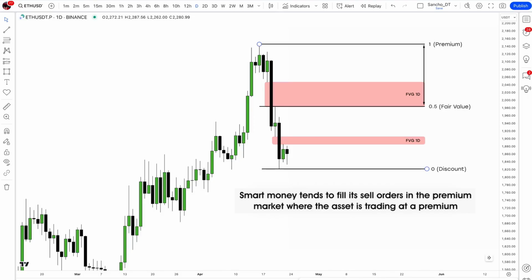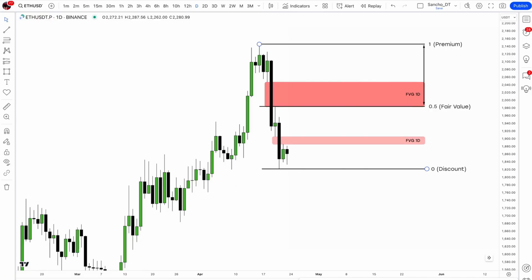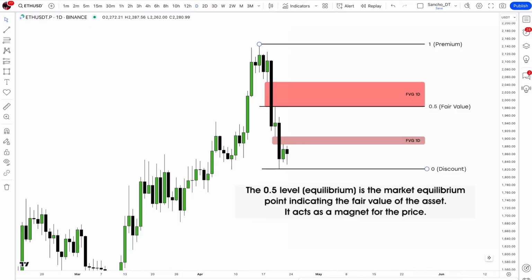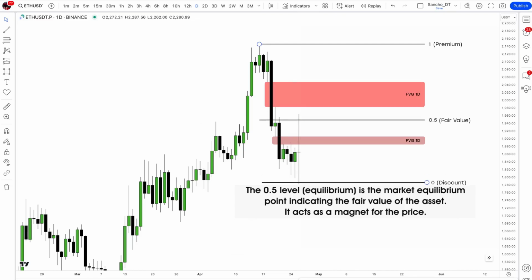In the premium zone, major players such as funds and banks aim to sell their assets profitably before further price declines. Therefore, the second imbalance, located above the 0.5 level, usually has greater potential for payoff. It is supported by the actions of major market players and is much more likely to lead to a price reaction than the first, located in the discount zone. It's important to remember that the market always strives for equilibrium, returning to the 0.5 level. This is the zone where supply and demand are balanced.